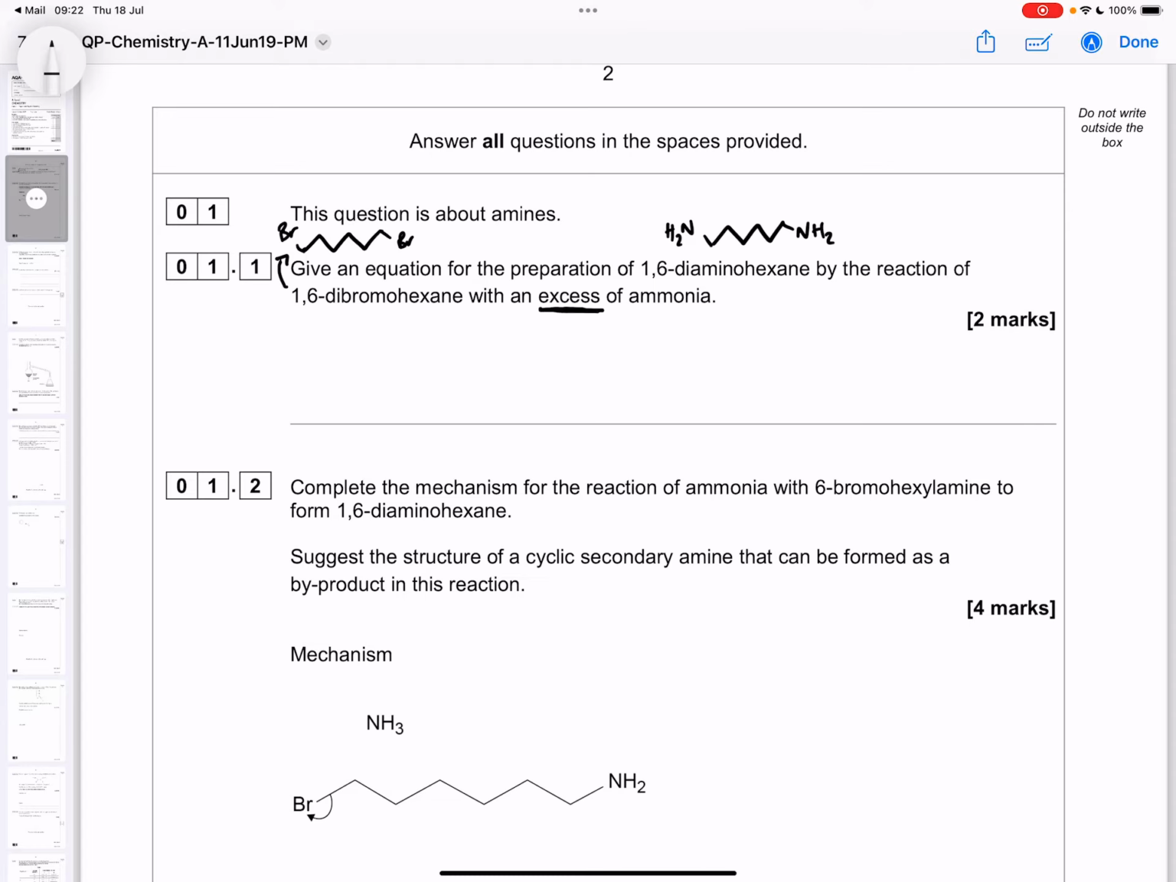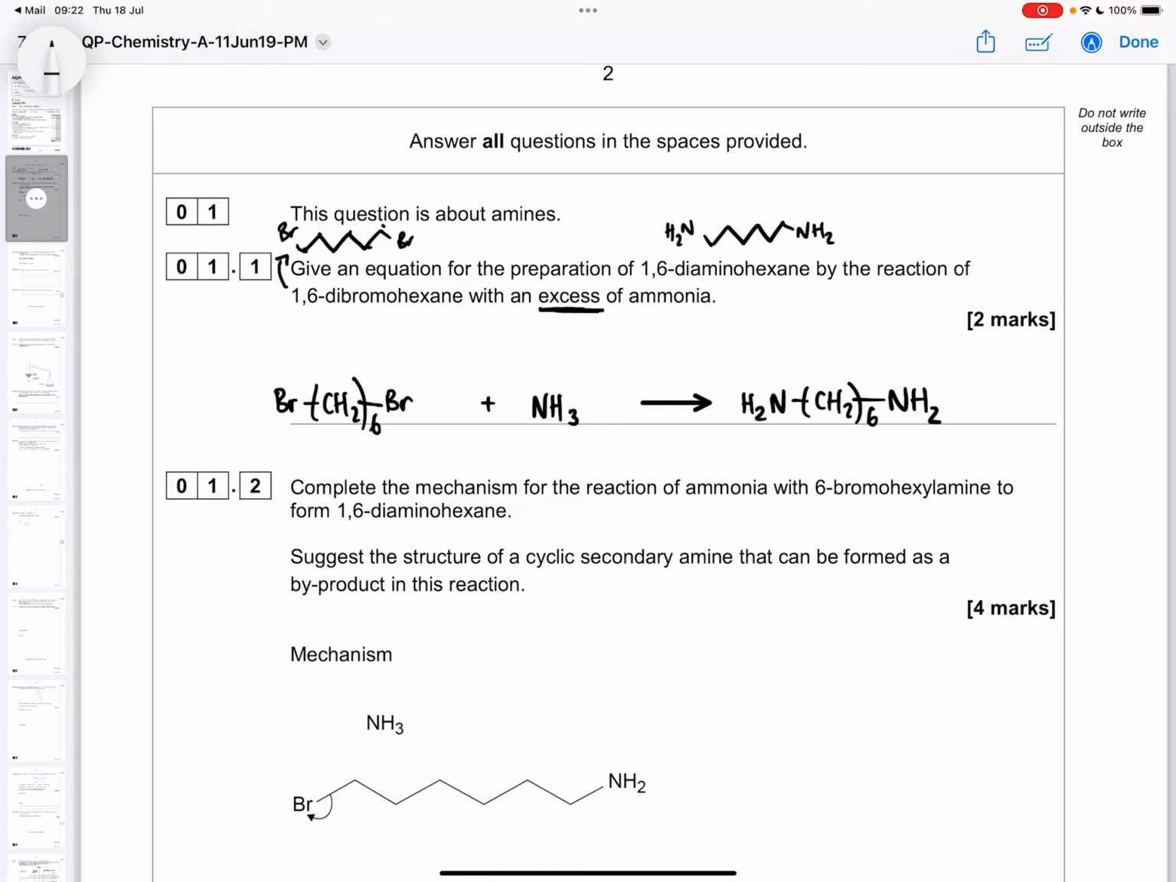We've got ammonia, we know is NH3. And then we've got a Br at each end of a CH2 chain that's got 6 CH2s. That's each one of these points, CH2, CH2, CH2, CH2, CH2, CH2. And we're going to form the diamine, which we can see has got an amine group at each end of the chain.